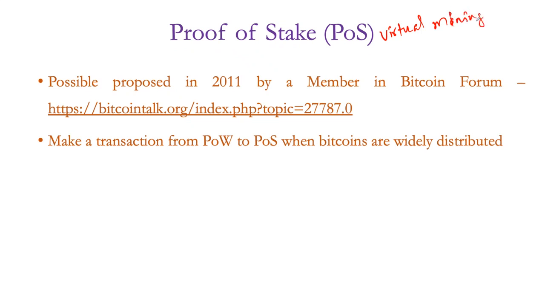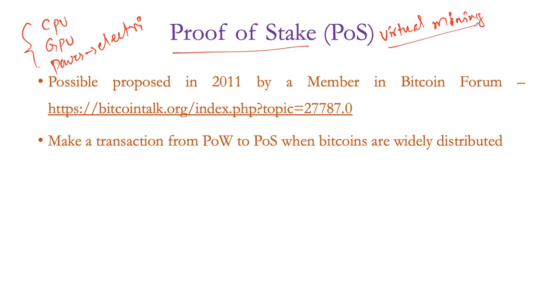So in this virtual mining, in proof of work, as said, computing the proof of work involves your CPU, you may use GPU processors for that, your power consumption, or maybe your electricity. So these are a few of the entities involved in the proof of work. So that is related to consumption. The alternative to this is another consensus algorithm we call proof of stake. This proof of stake is like virtual mining.